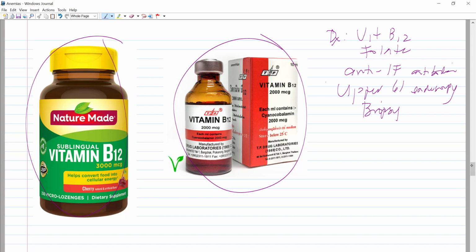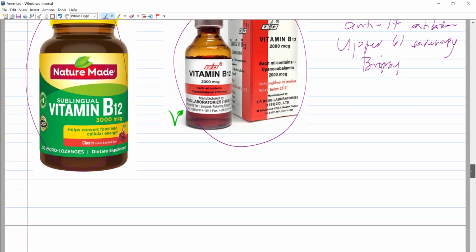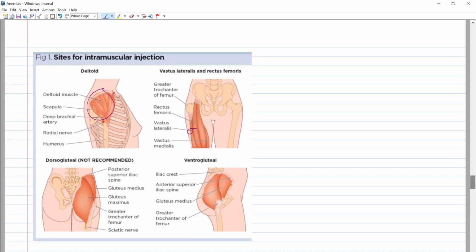Okay, so for IM, just a review, you need to review how to do an IM injection, and you know that you have to do a Z-track method. You can go back to your fundamentals of nursing book here, and these are the different sites for IM injection. We have deltoid, we have vastus lateralis, we have ventrogluteal. Okay, as you can see, dorsogluteal, it's not recommended.